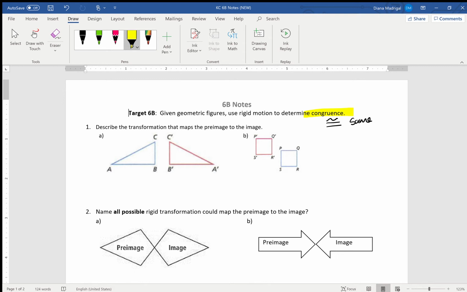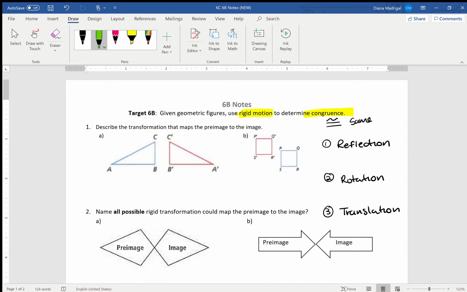And there's going to be rigid motions that we're going to use. Three of them. I'm not going to write them over here on the side. We're either going to use reflection, rotation, and translation. So we're only using three of them. Let me explain really fast what each of them mean.